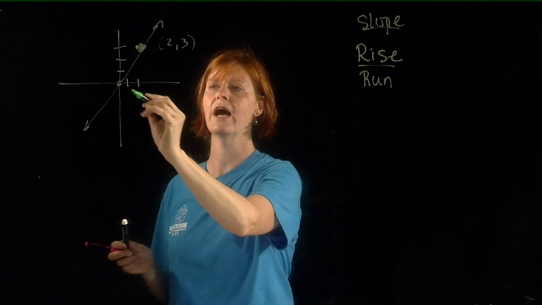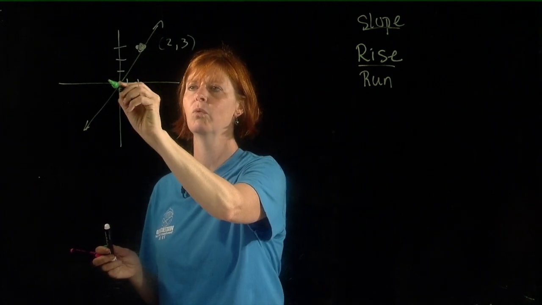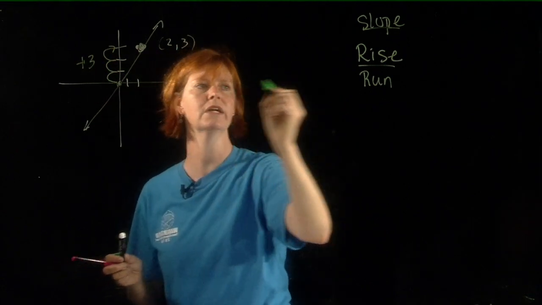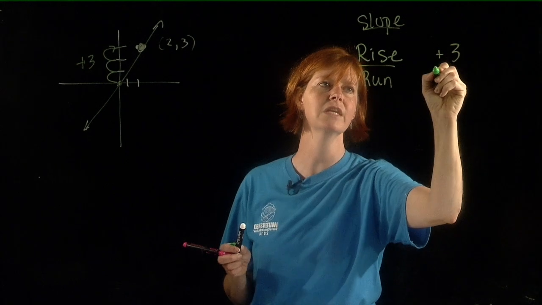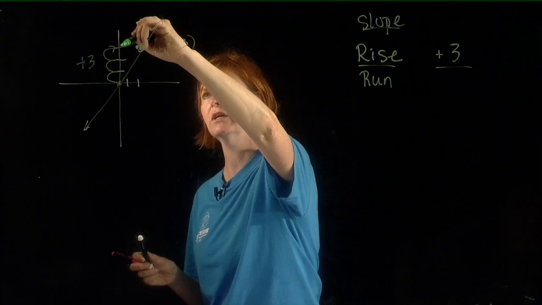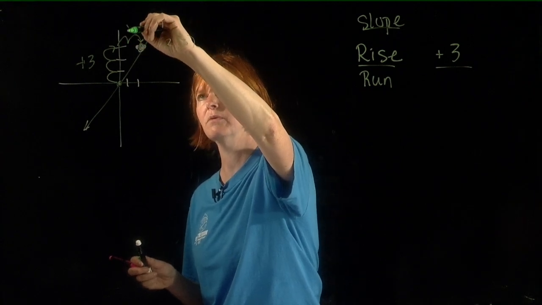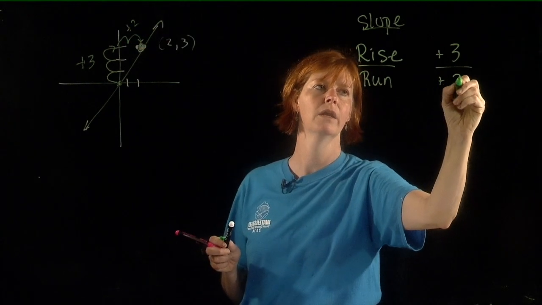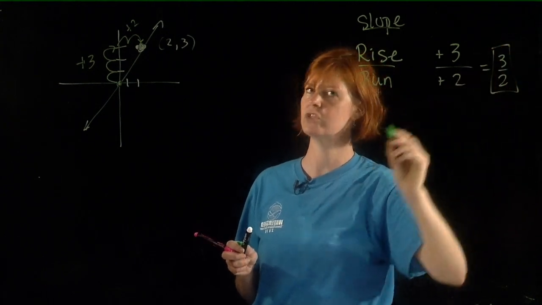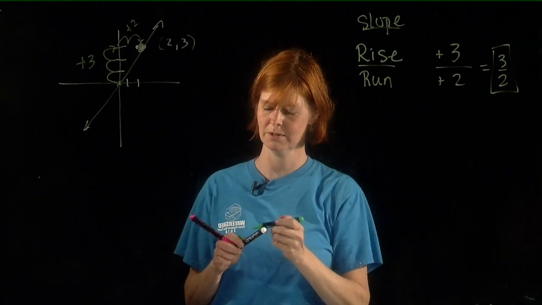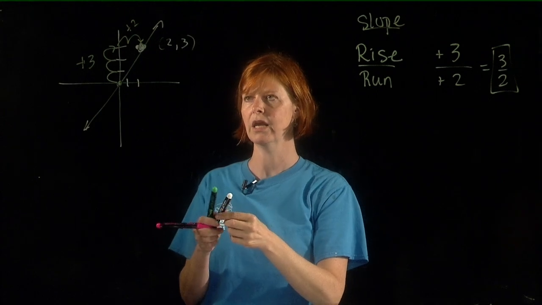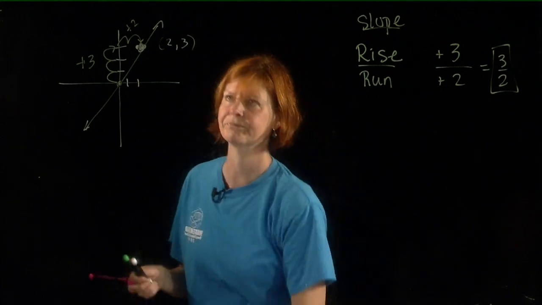So how much do you rise between here and here? 1, 2, 3. That was a +3 rise. We'll just keep track of our signs. And then how much did we run to get from here to here? That was a +2 run. So that's our slope. Slope's just a number. Don't try to sneak a variable in. Sometimes when people get further into it, they think it's a variable. There's no variable.